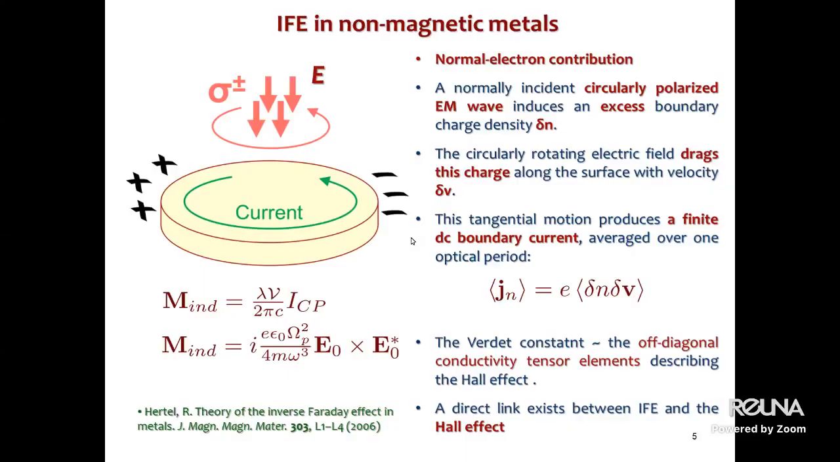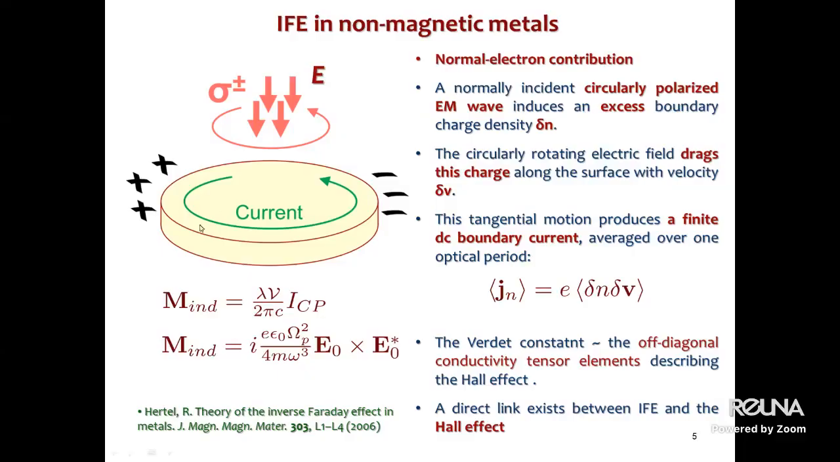The physics behind it is as follows. The instant electric field E of the circularly polarized light, incident normally to the metal surface, induces an excess of charge at the sample boundaries, which is dragged by the circular rotation of the field with velocity v along the boundary. The spatial rotation of the electric field leads to an in-plane motion of the charge density along the sample boundary, creating a non-zero time-averaged edge current and consequently giving rise to a DC magnetization or DC magnetic moment.